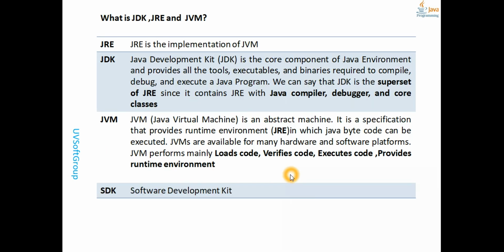So now we will be talking a little bit about what the Java JDK, JRE and JVM are. JRE is the implementation of the JVM, the Java Virtual Machine, and the JDK, the Java Development Kit, is the core component of the Java environment and provides all the tools, executables and binaries required to compile, debug, and execute your program code.